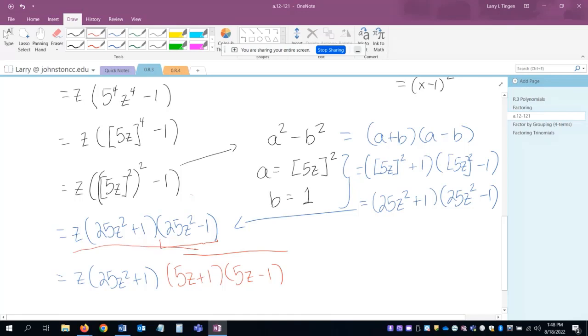And there's my answer. It doesn't work for the plus in the middle because there's no special situation of the sum of squares. It only works for the difference of squares. All right. Better, maybe not perfect, but better. Okay.